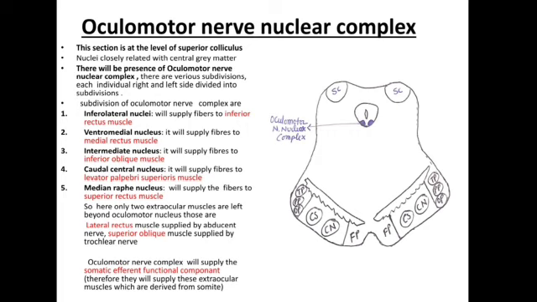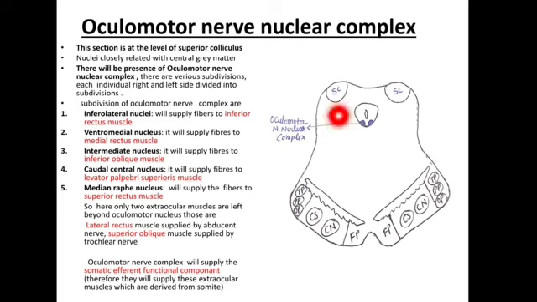Transverse section of midbrain at the level of superior colliculus. This section is at the level of superior colliculus. These are superior colliculi. Nuclei closely related with central gray matter. Number 1 nucleus is the oculomotor nerve nuclear complex.